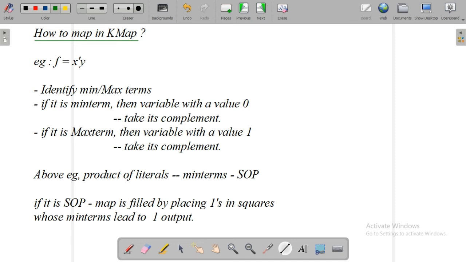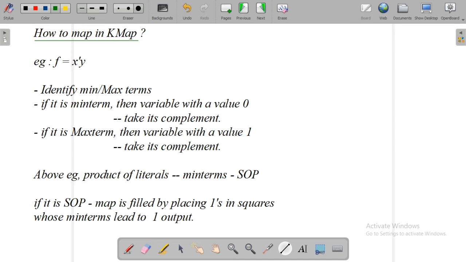Next, how to map a K-map. Here I have taken an example, f equal to x dash y. This is the given expression, and how do we map it in the K-map? First of all, we have to identify whether the given expression is in minterms or maxterms, that is, SOP or POS. In SOP and POS, each has particular terms, minterms or maxterms. So first of all, identify: is it a minterm or a maxterm?